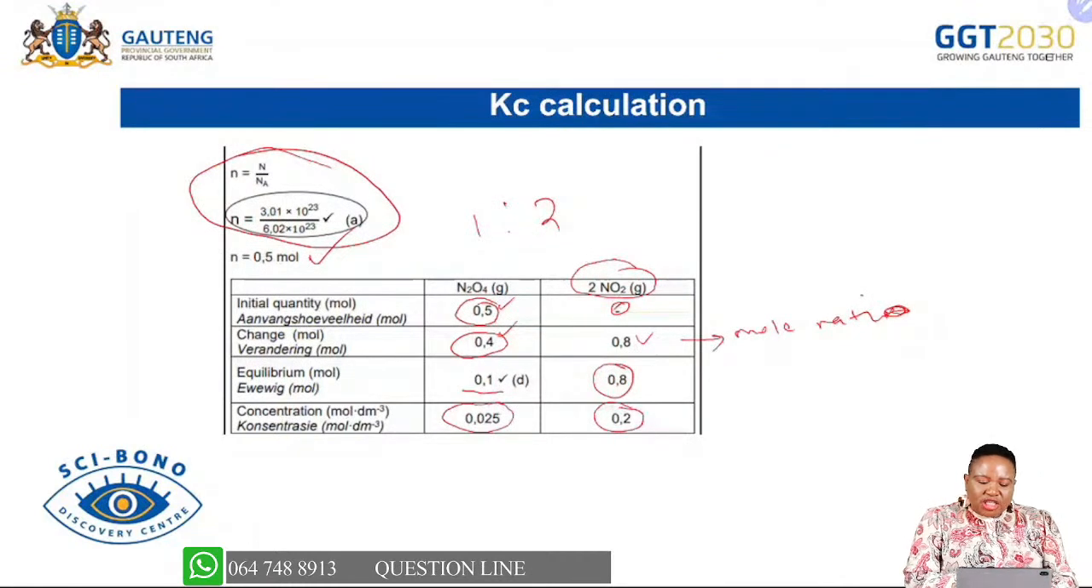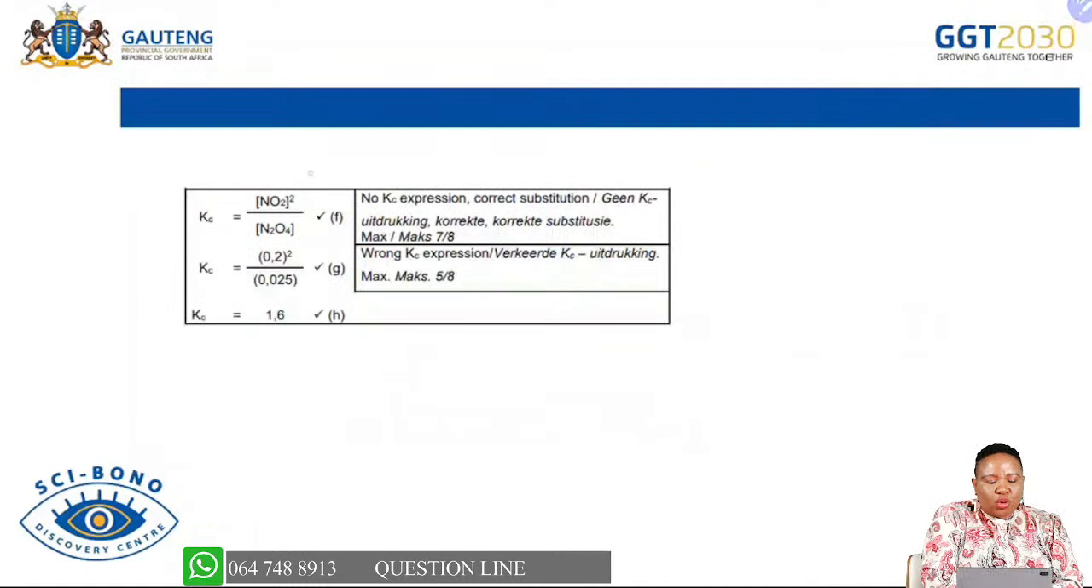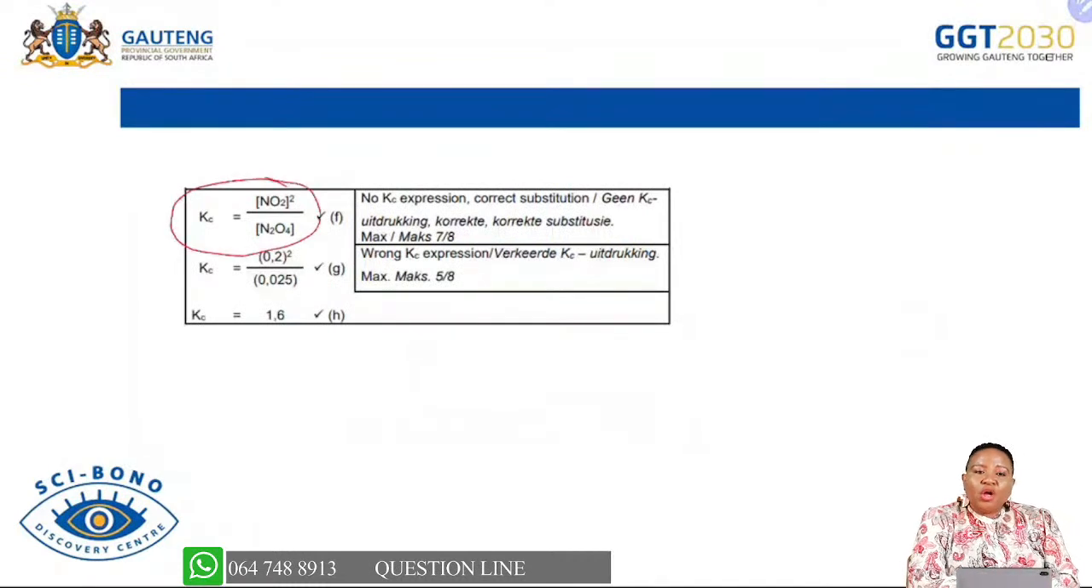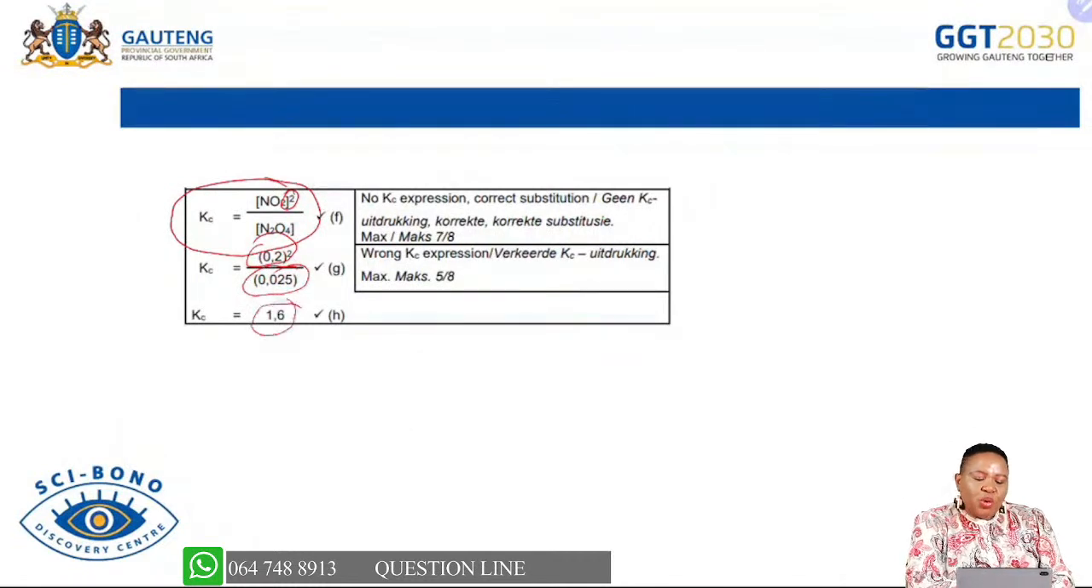After finding the concentration at equilibrium, that's where now you can go to your Kc expression. Remember, your Kc expression will start with the products and the reactants that you are provided on the equation. So you must write the correct Kc expression, because it's 1 mark for the correct Kc expression, not forgetting the exponents, of course. And then these are the values of the concentration at equilibrium, and we find our Kc value as 1,6.